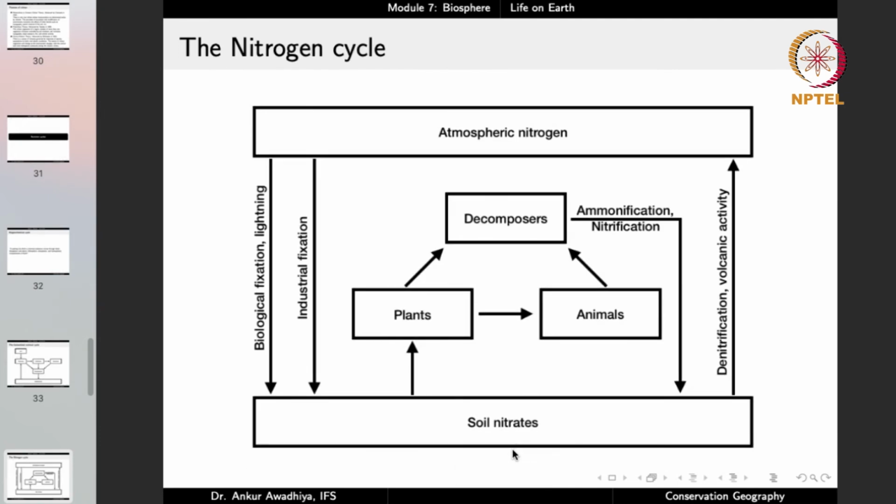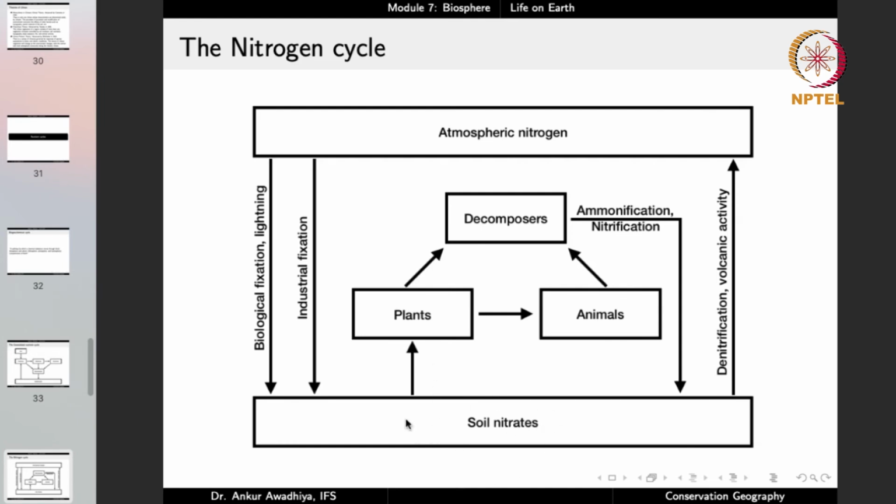Let us now look at certain specific nutrient cycles. Here we have the nitrogen cycle. We have two major pools, the atmospheric nitrogen and the soil nitrates. The atmospheric nitrogen can be moved into the soil nitrates pool through biological fixation, lightning, or industrial fixation. Soil nitrates can be converted into atmospheric nitrogen through the processes of denitrification and volcanic activity.